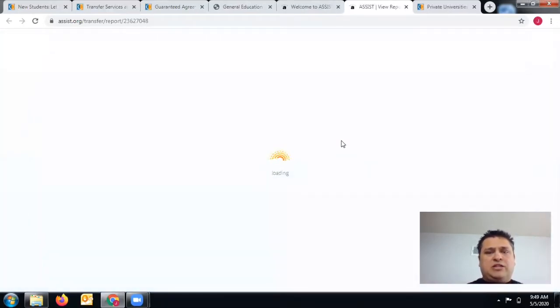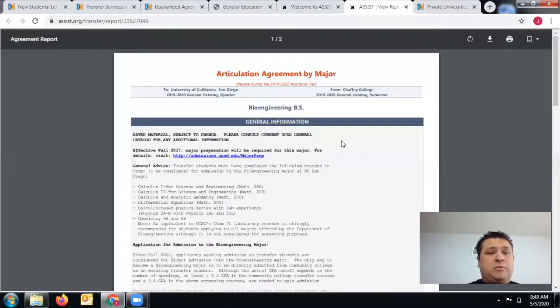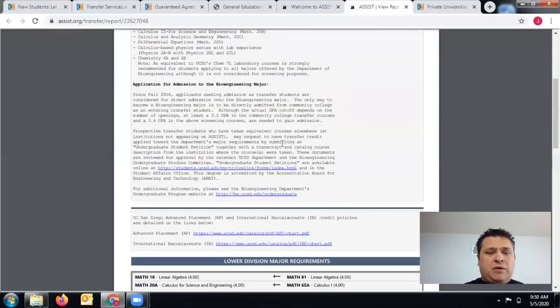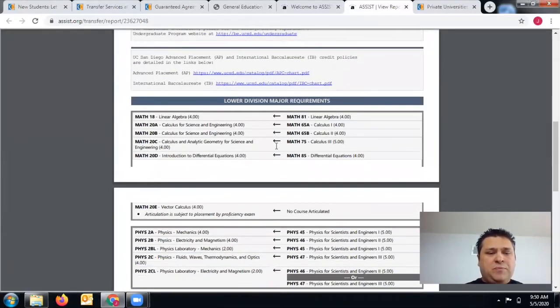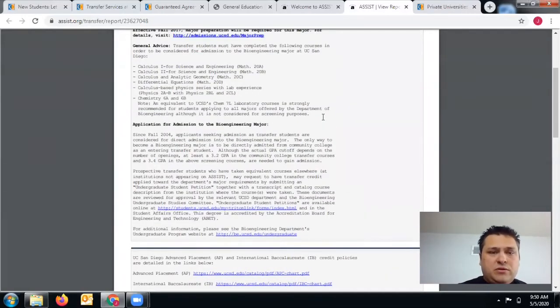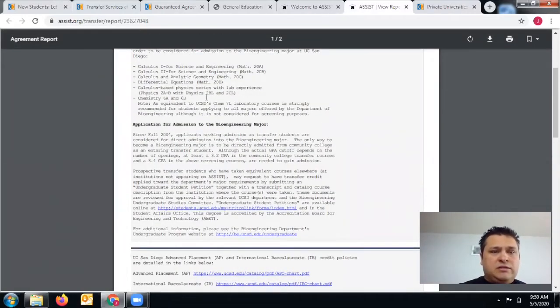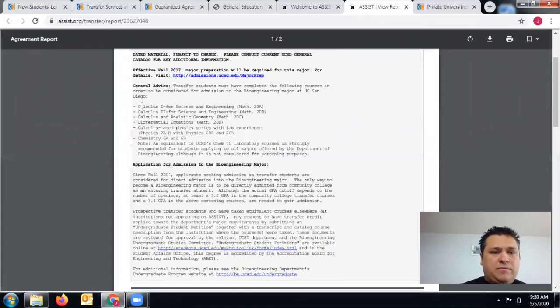So now, in addition to IGETC, we're going to be looking at meeting these additional requirements to be in bioengineering, okay? And I won't go through this in detail. I may just quickly stop at the math option here. So what they're saying is these are the requirements you need to meet. In addition to being IGETC, we want you to meet these requirements. And right up here is the general information about that, okay?